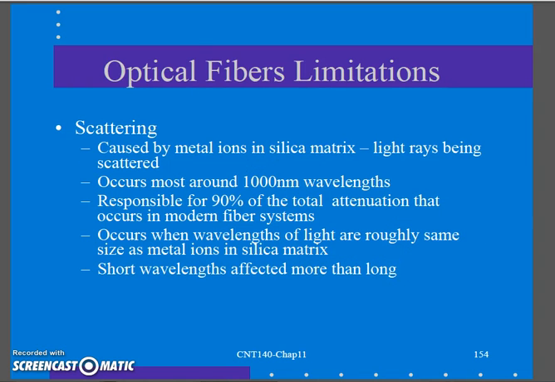Just as a follow-up, this is caused by the metal ions in the silica matrix, your glass matrix. The light rays are scattered as they hit those metallic ions. Those metallic ions act like little mirrors. This occurs most around the 1,000 nanometer wavelength. It's responsible for about 90% of the attenuation.